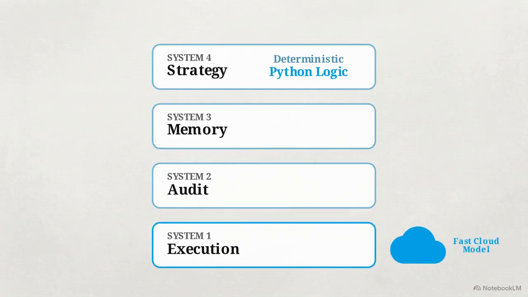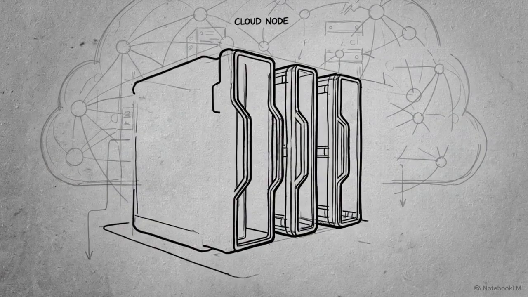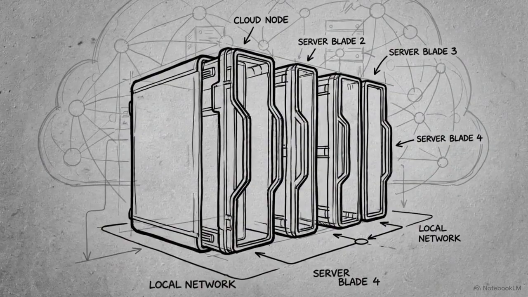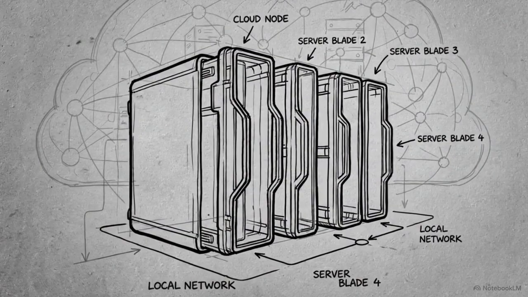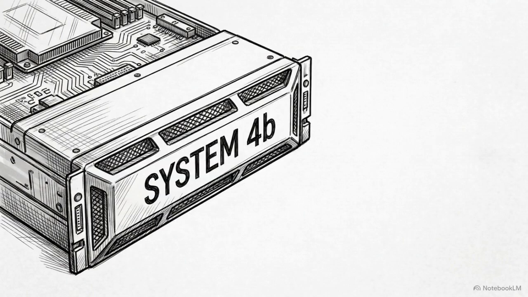A user prompt flows from the top down, passing through strategy and memory, translating directly into a specific, optimized tool recommendation before the LLM ever generates a token. Shifting the burden of intelligence out of the LLM's context window and into these deterministic code layers resolves the latency and cost paradox. To understand how this works at zero latency, we have to look at System 4B.